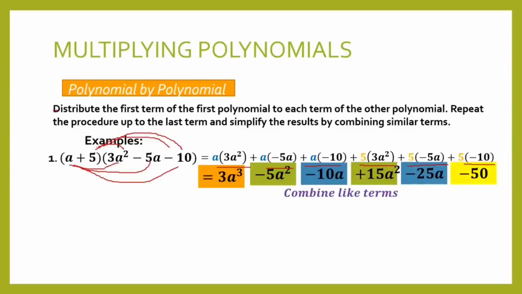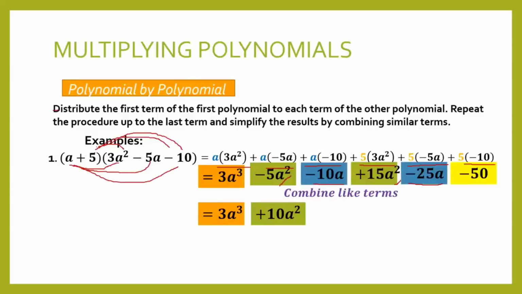Now, we check if there are similar or like terms. In this case, we have the similar terms negative 5a squared and positive 15a squared. We also have negative 10a and negative 25a. So we combine those two. So our first term is 3a cubed. Since there is no similar term to this, we just copy 3a cubed.